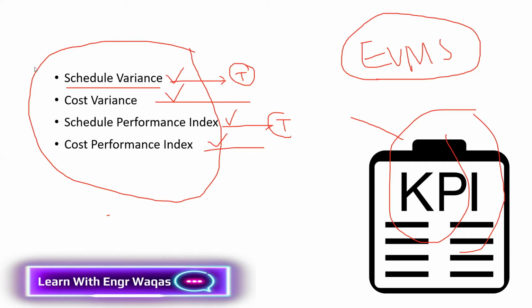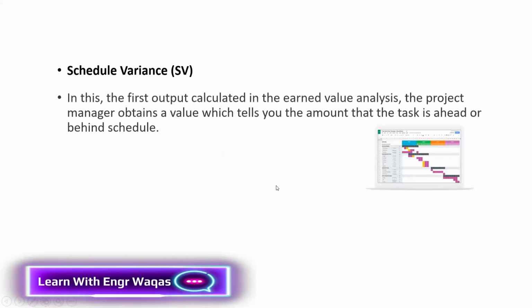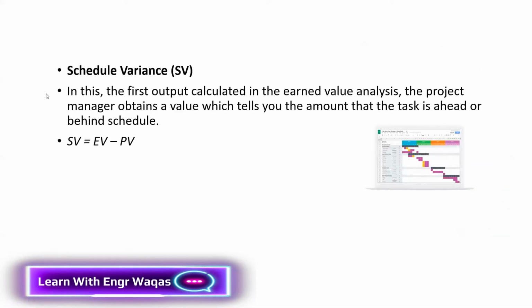So moving on to the next slide, we are going to have schedule variance. There are formulas. You have to keep this in your mind. This is a very simple thing. We have now understood how to calculate earned value and how to calculate planned value. This is the first output calculated in the earned value analysis. The project manager obtains a value which tells you the amount that the task is ahead or behind the schedule. Now you got it. This parameter is going to tell us whether our project is ahead or behind.